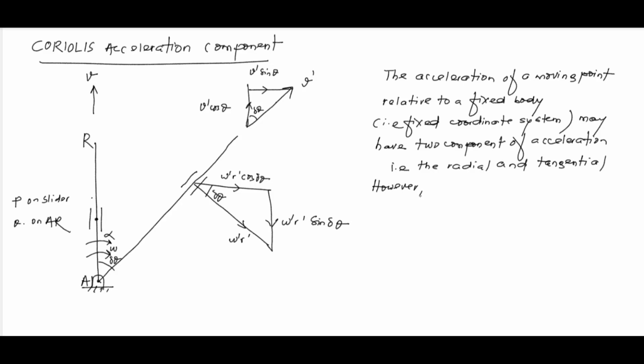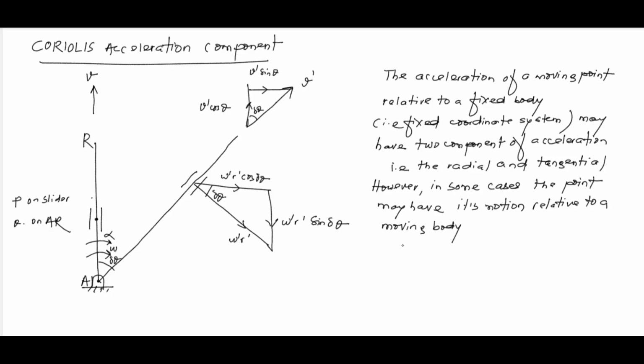However, in some cases, the point may have its motion relative to a moving body, that is having moving coordinate system.